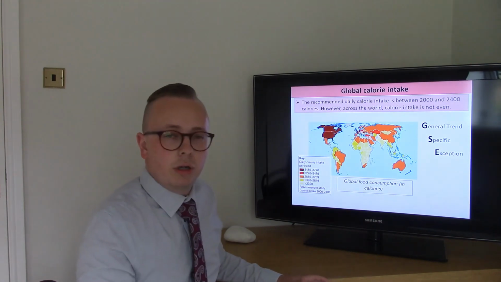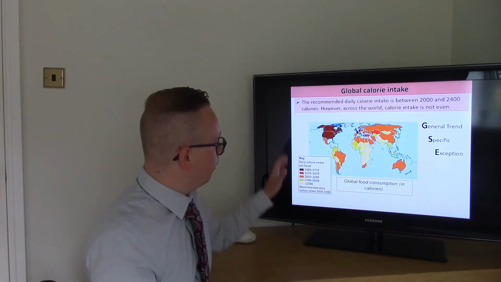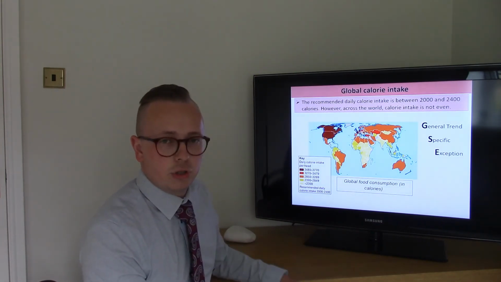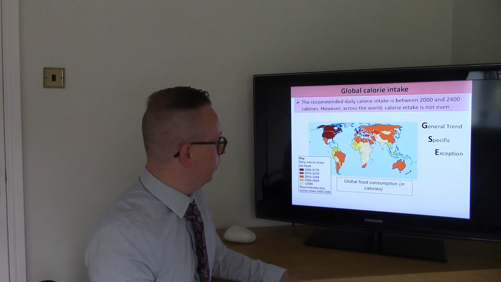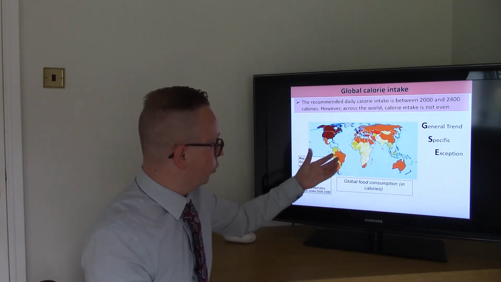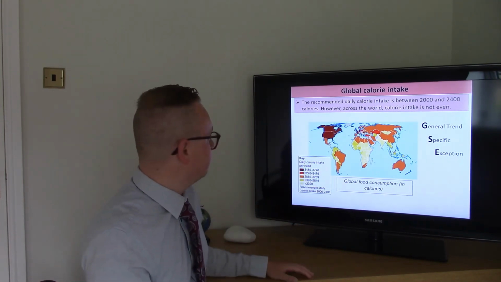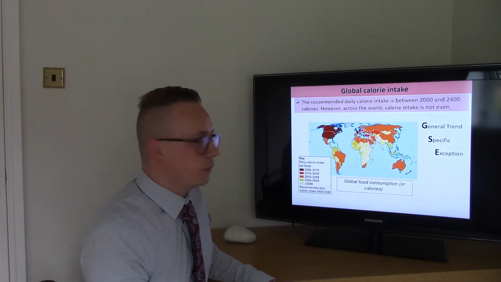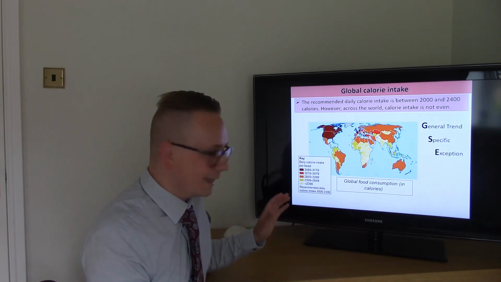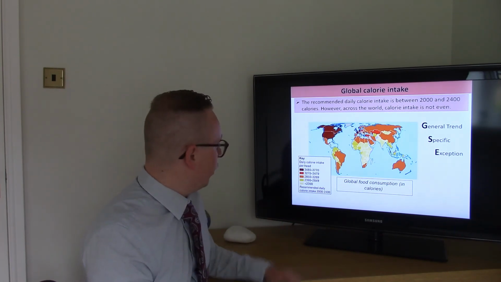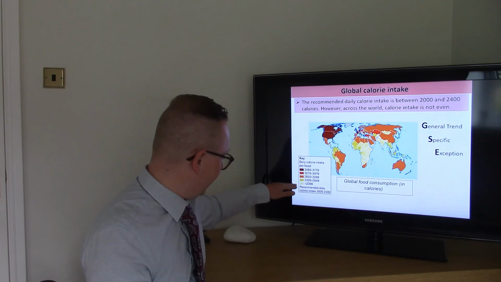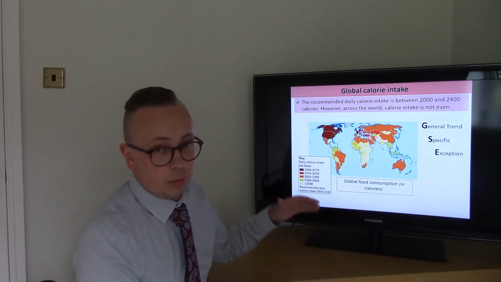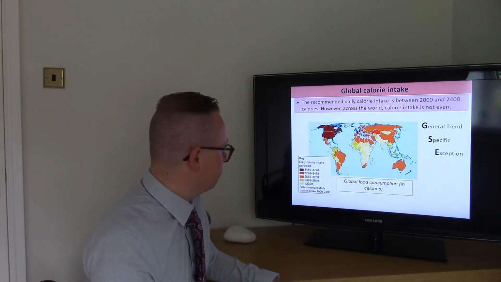So first of all, we'll take a look at global calorie intake, and we've got a world choropleth map to show this. Choropleth maps are quite commonly seen in the exam questions in this unit, where data is represented for a whole country using a colour and a key. Now, the recommended daily calorie intake is between 2,000 and 2,400 calories. However, that does vary significantly across the world. On our key here, we've only got one measure, the light yellow, which is showing below 2,400, but some of those countries will have significantly less than that as well.